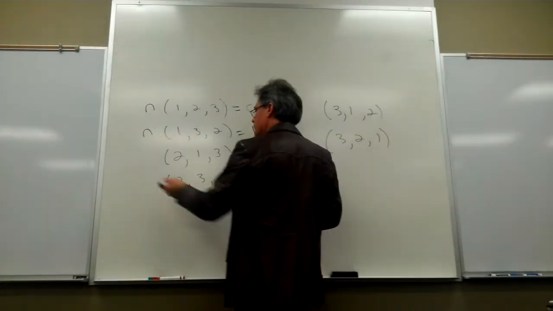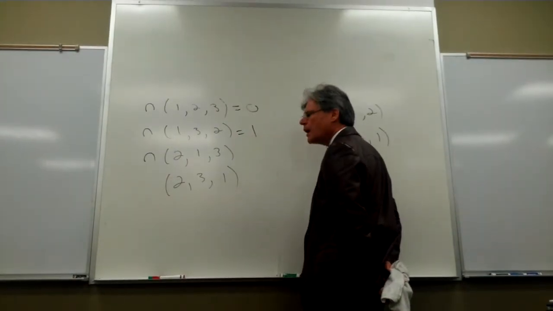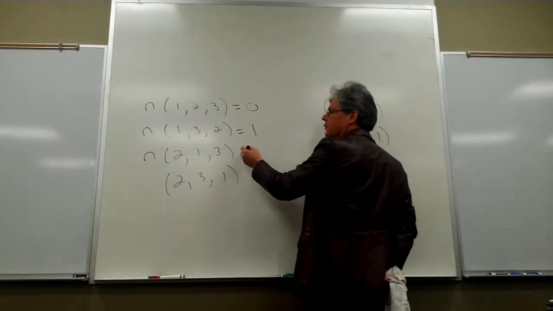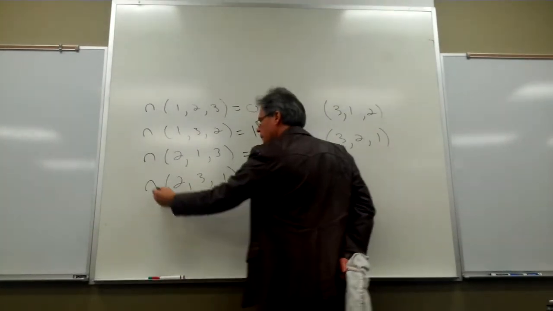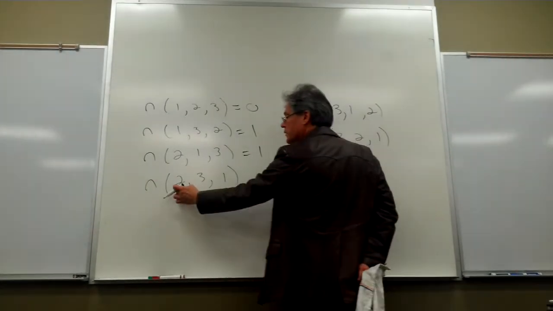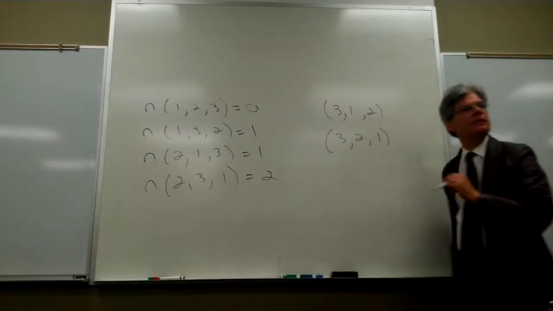And you guys finish this up. What do you think? Would it be 1 or 2? It'd be 1. I just said it'd be 1 because only the 1 and 2 are out of order. So I would have just said it's 1. What about here? I think it's 2, because 2 is not less than 1 and 3 is not less than 1. You guys get the idea?